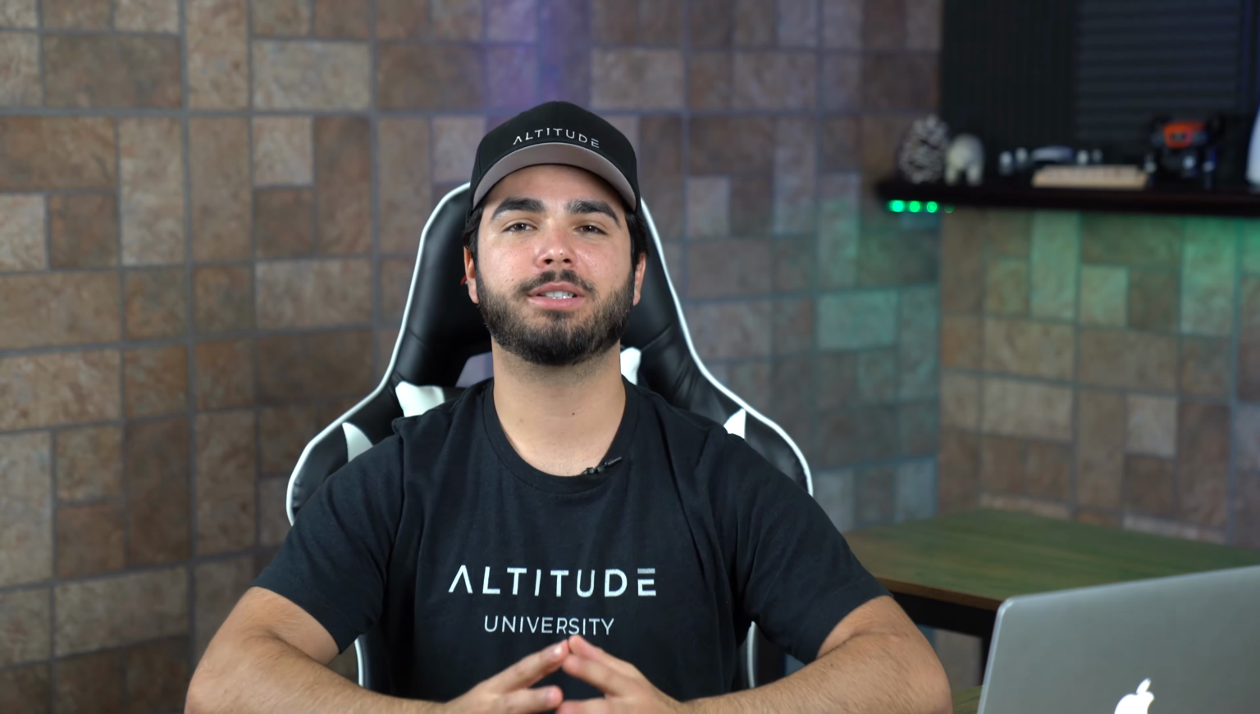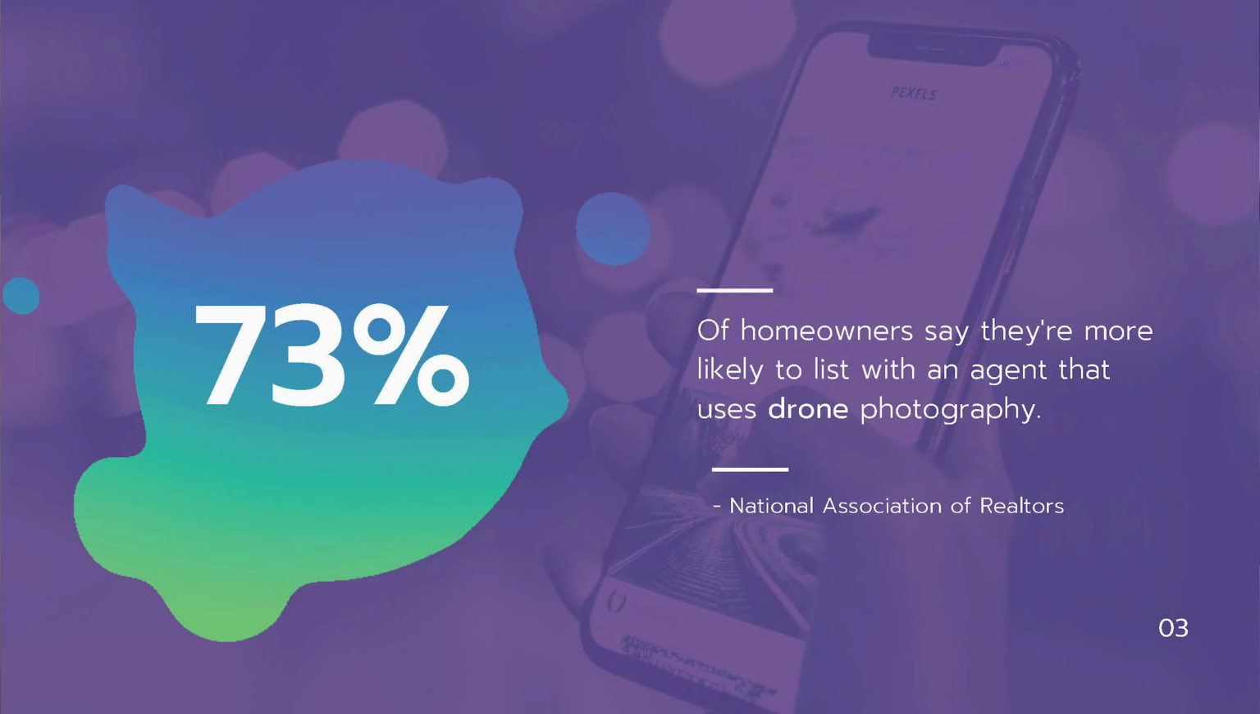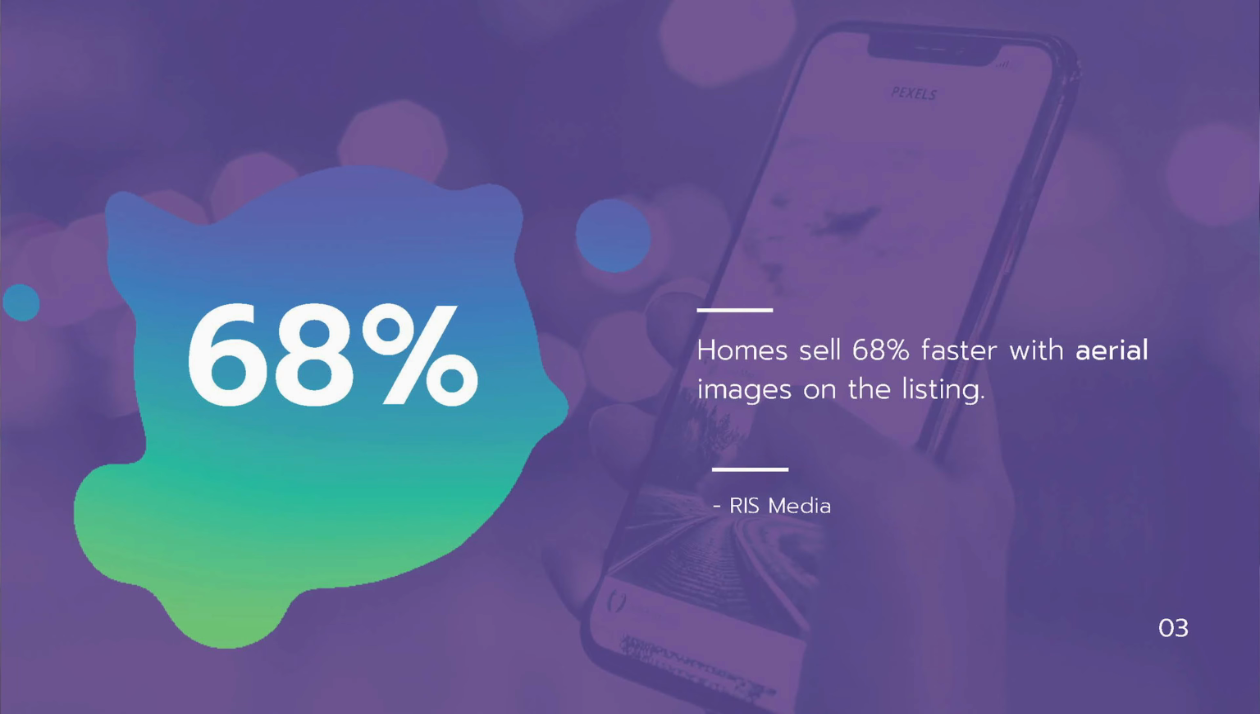The National Association of Realtors states that 73% of homeowners say that they're more likely to list with an agent that uses drone photography and video. RIS Media says that homes sell 68% faster with aerial images on the listing.